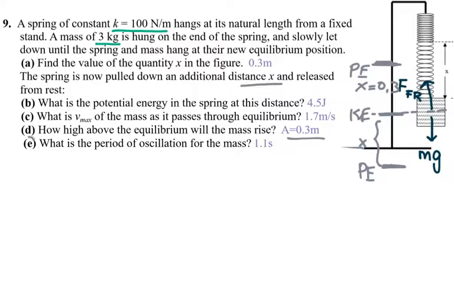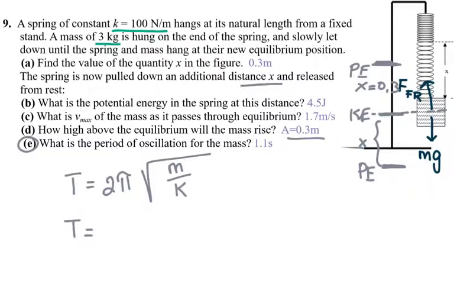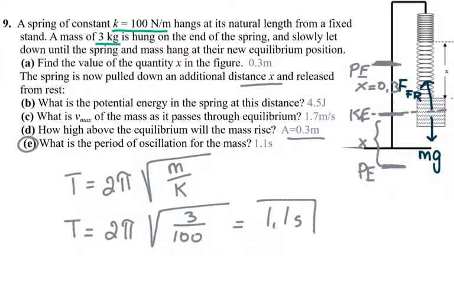And to find the period, I have T is equal to 2 pi times the square root of, this is the spring, so it is m over k. Now if I plug in my numbers, I have 2 pi and the square root of m, which is 3, over k, which is 100. Does that give us 1.1 seconds?